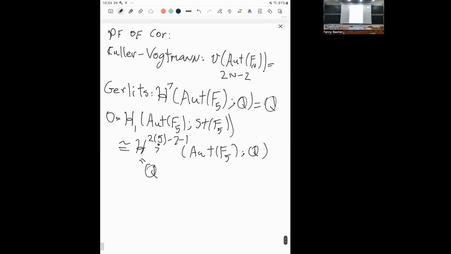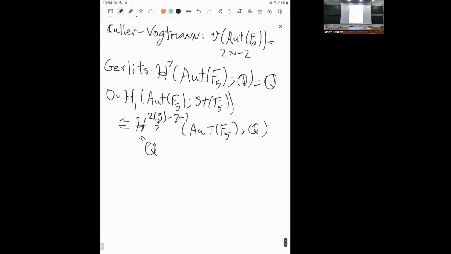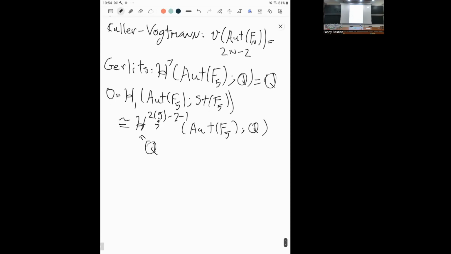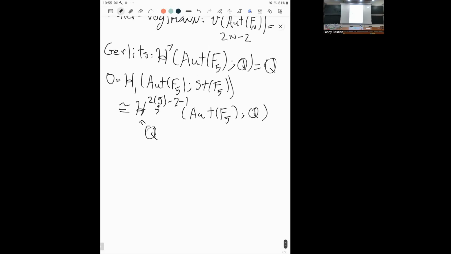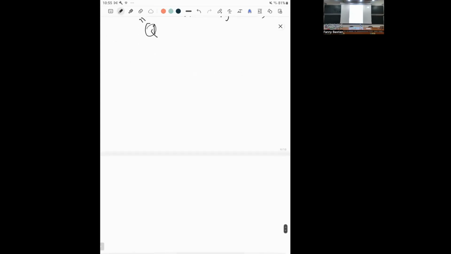I think I have less than 10 minutes, so with the remaining time I have left, let me give a really short sketch of how we prove the main theorem.